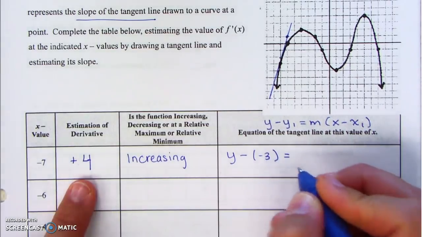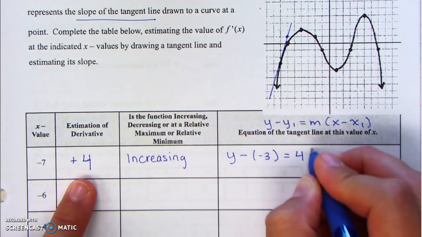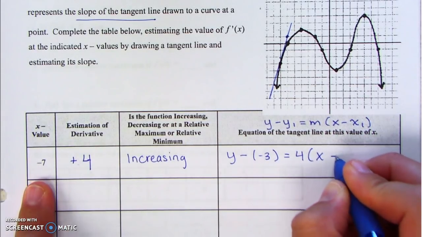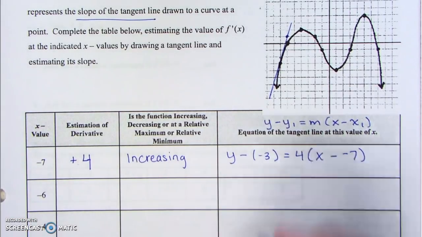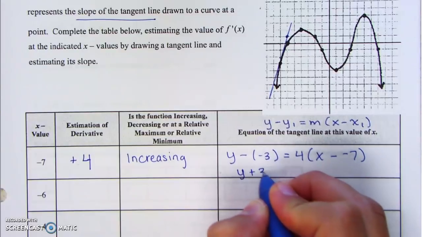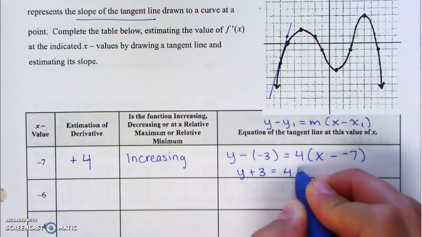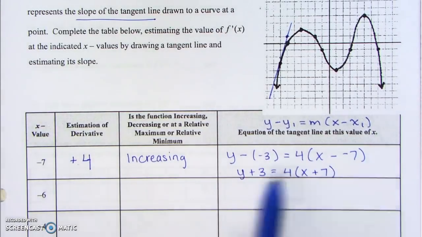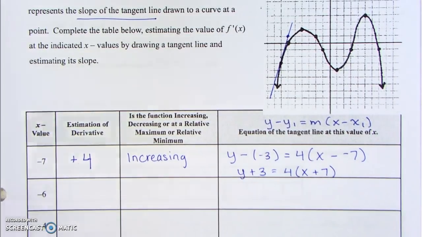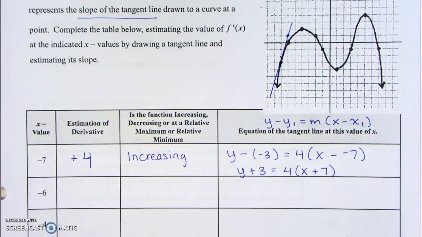And the slope we found is 4, and the x value we're talking about is -7. So this is going to be y plus 3 equals 4 times x plus 7. We mentioned it in class, if it doesn't tell you to solve for y, then you don't have to. So we're done with that first line.